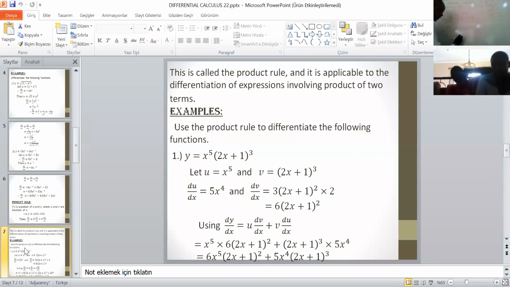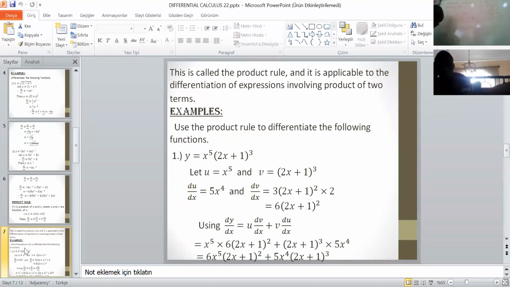And subtract 1 from that, that will give you x raised to the power 4. So that means du over dx is 5x raised to the power of 4. Definitely, the other term there becomes v, and v is equal to (2x plus 1) all raised to the power of 3. So v is now expressed as (2x plus 1) raised to the power 3. So we can differentiate v with respect to x.